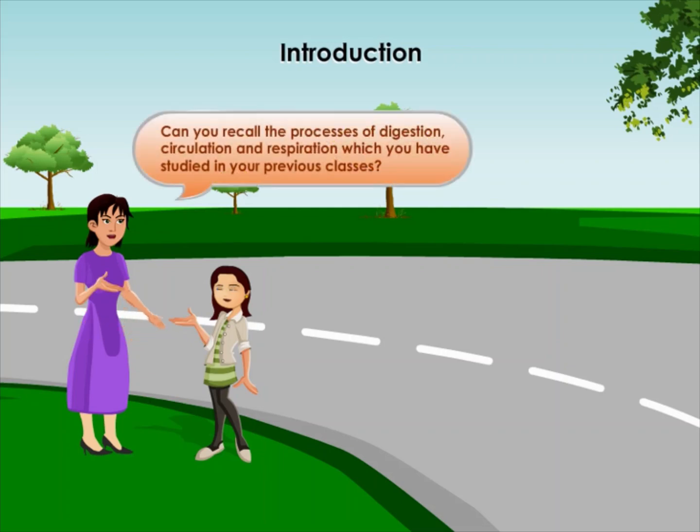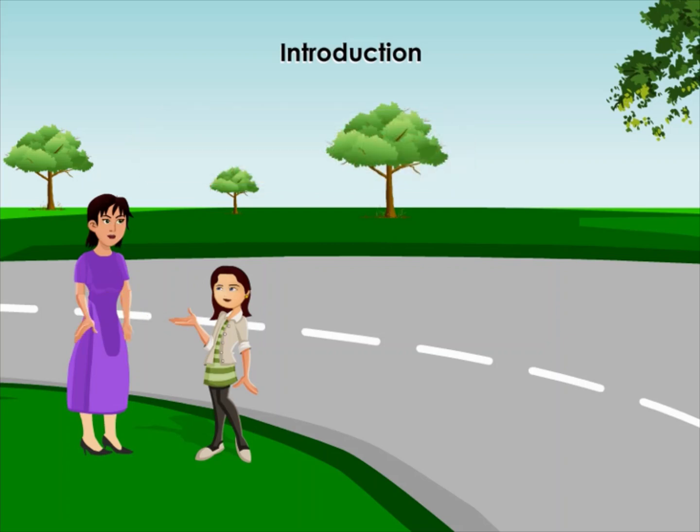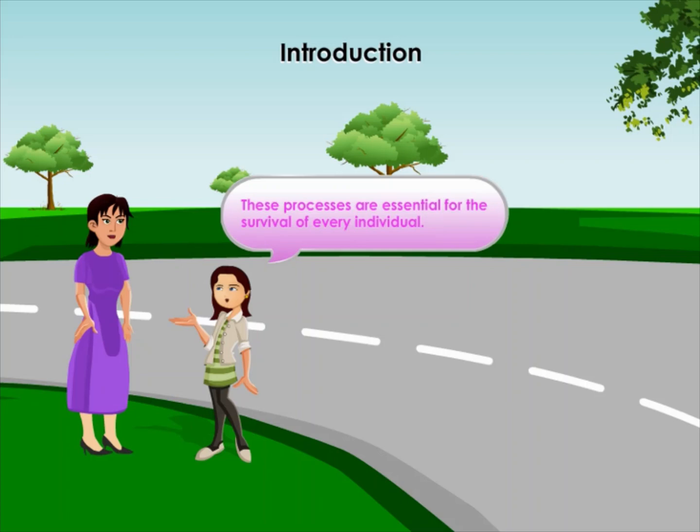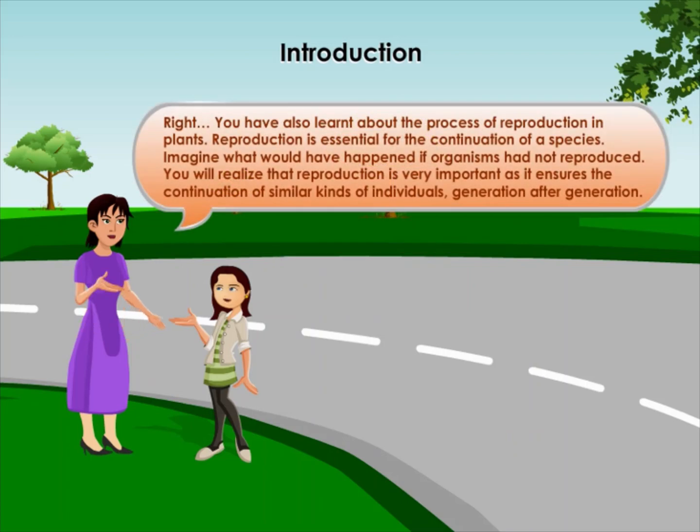Can you recall the process of digestion, circulation, and respiration, which you studied in your previous classes? These processes are essential for the survival of every individual. Right. You've also learned about the process of reproduction in plants. Reproduction is essential for the continuation of a species. Imagine what would have happened if organisms had not reproduced. You will realize that reproduction is very important as it ensures the continuation of similar kinds of individuals generation after generation.